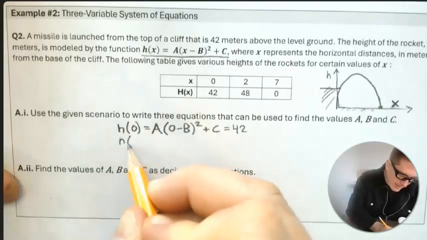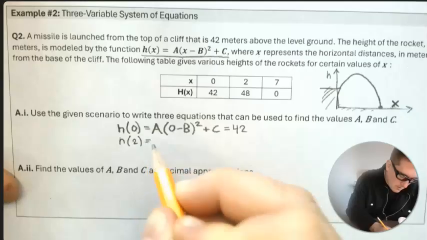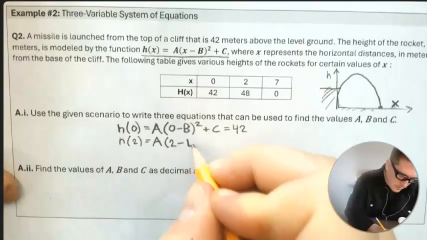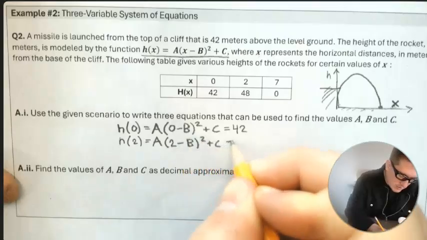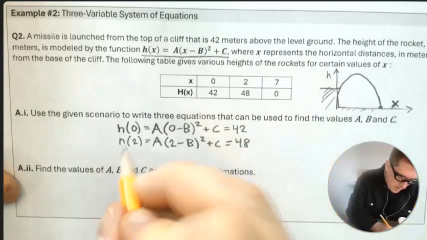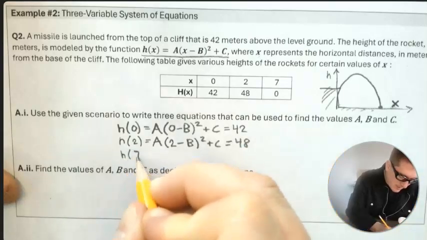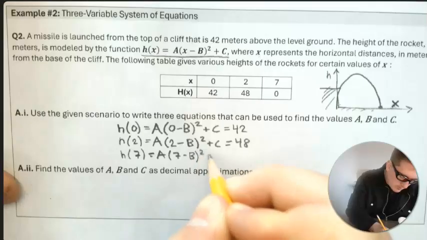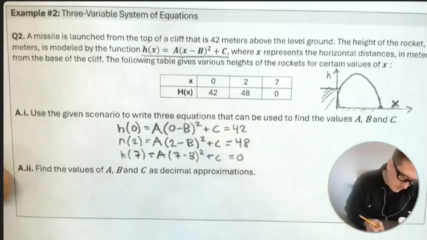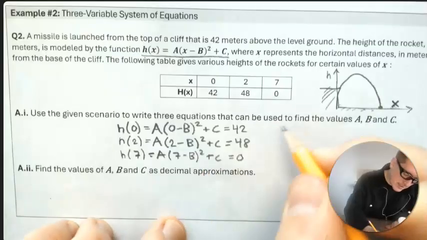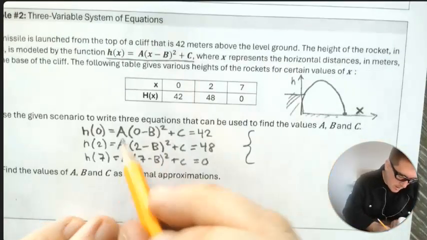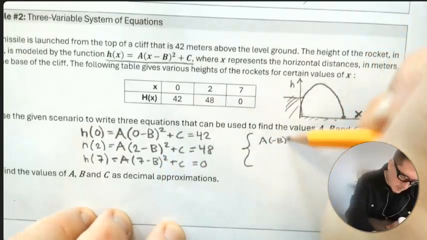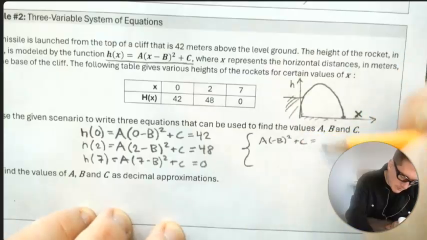My next example, h of 2. I don't know a, but now my x value is 2, and that should equal 48. And then h of 7, a times 7 minus b squared plus c, should give us 0. Okay, there's my 3 equations. Let's finalize the answer. 0 minus b, well, that's negative b. So we're going to have a times negative b squared plus c equals 42.